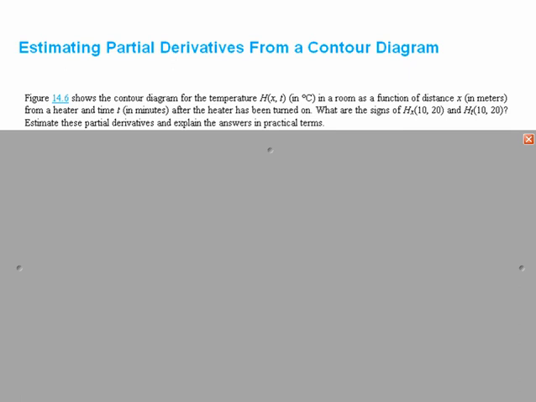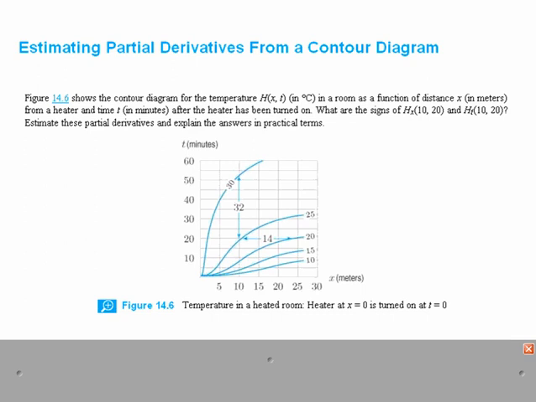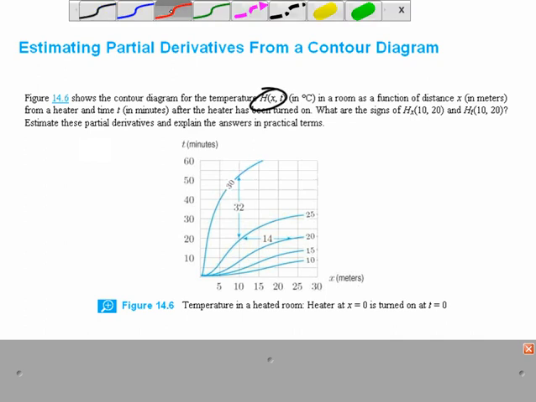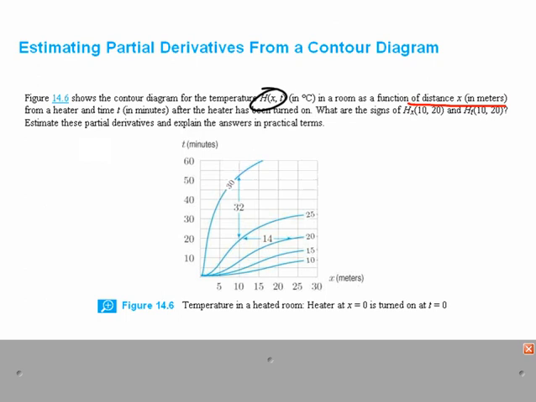What about using a contour diagram? What we're looking at is the temperature in a room. The temperature in a room is a function of distance from the heater and time since the heater has been turned on. So we can imagine that the further away you are, the colder, and the longer it's been on, the hotter. That's just an immediate grasp of what's happening.